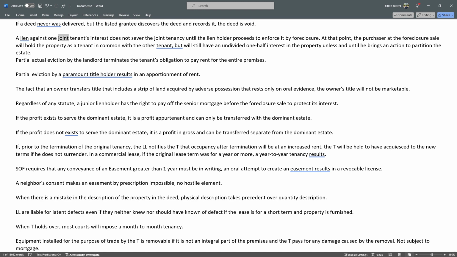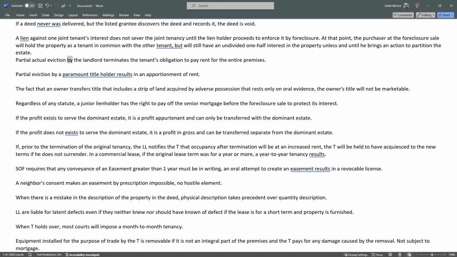A lien against one joint tenant's interest does not sever the joint tenancy until the lien holder proceeds to enforce it by foreclosure. At that point, the purchaser at the foreclosure sale will hold the property as a tenant in common with the other tenant, but will still have an undivided one-half interest in the property unless and until he brings an action to partition the estate.